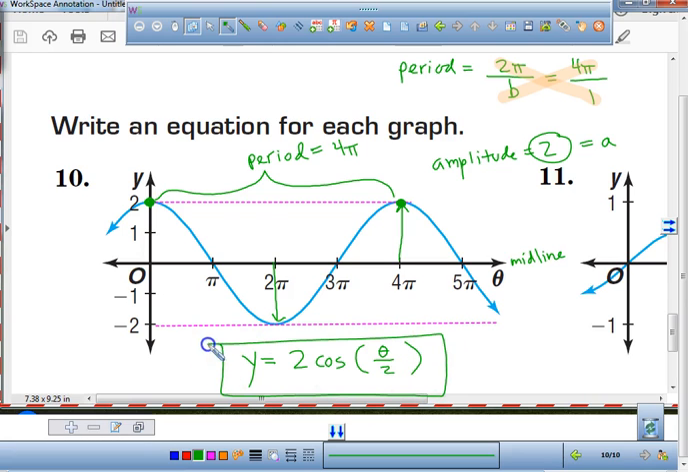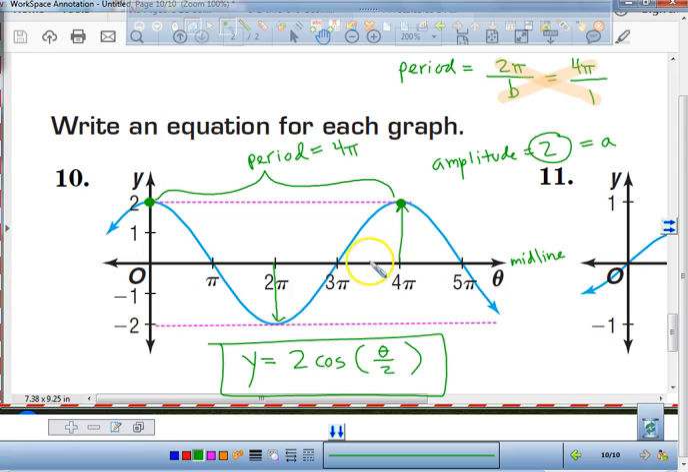This is what's going to be on a quiz or a test. I will give you a graph. You have to write the equation that goes with the graph. So what did I do to solve this? I figured out the amplitude. I figured out the period, and used what formula? 2 pi over B. This is due Monday.